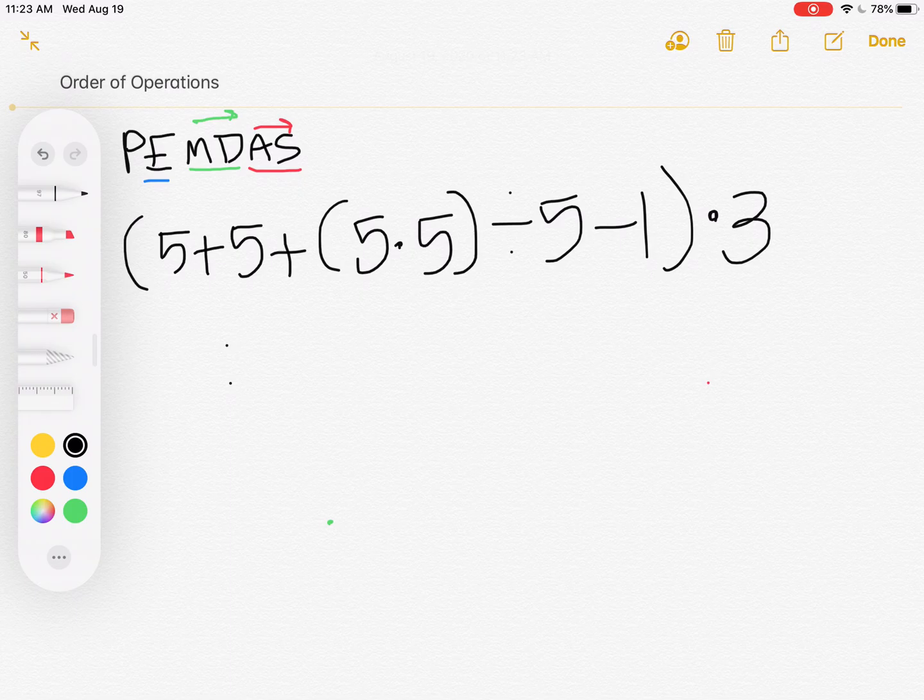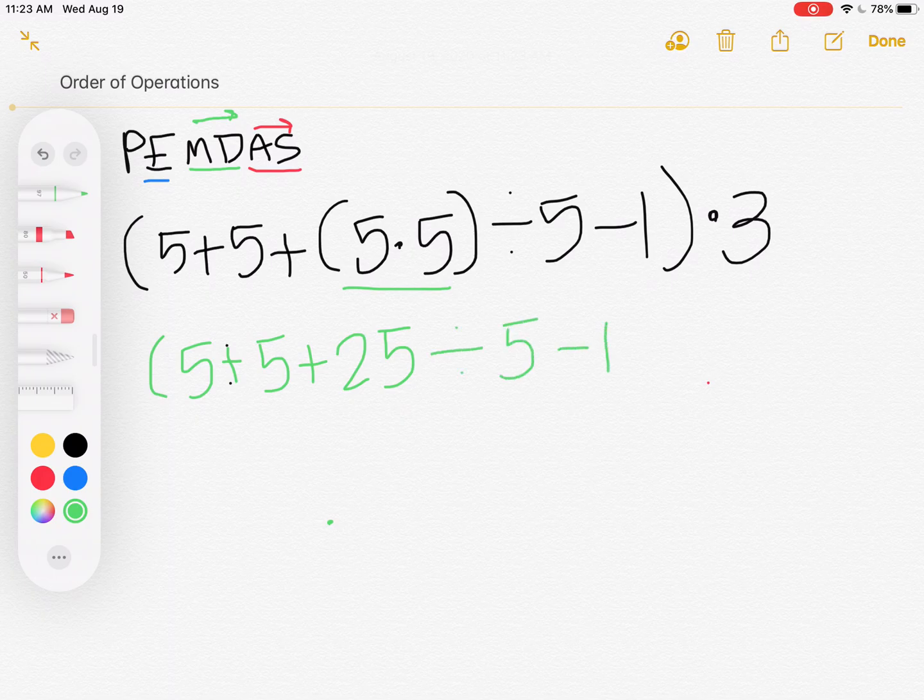So I am going to start right here with this 5 times 5 on the inside set. So everything else is going to stay the same. 5 times 5 is 25. Since I'm all done with that set of parentheses, I don't need those parentheses anymore. Still have divided by 5 minus 1 times 3.